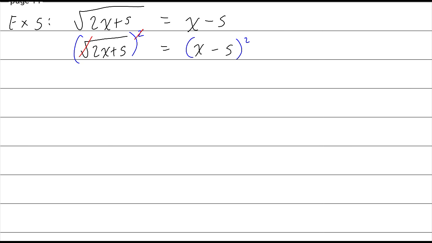The square root cancels with the squared, leaving me 2x plus 5 on the left. On the right, I have x minus 5 squared, which, remember, is the same thing as x minus 5 times x minus 5. So I need to multiply that out.